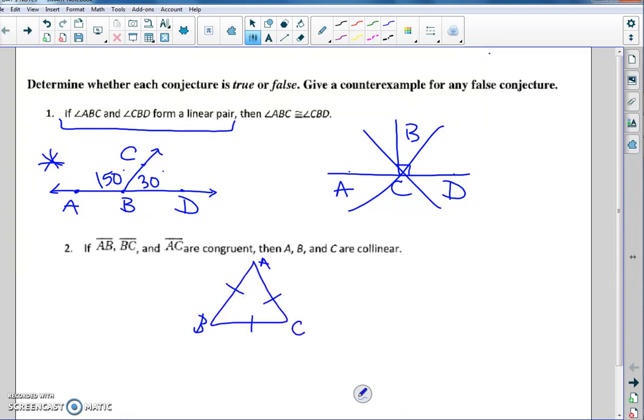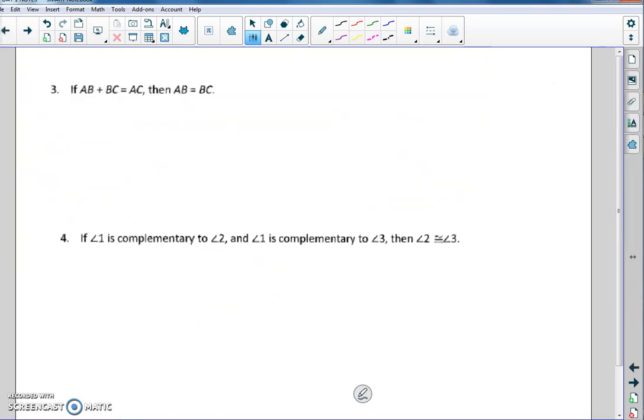So in this picture, I'm drawing an equilateral triangle. AB, BC, and AC are all congruent, but A, B, and C are not collinear. So you just have to come up with one example. So you do 3 and 4. See if you can come up with a counterexample for these. They could be true, but see if you can come up with a time when they're not, and then provide a counterexample. They're not all going to be false. So try that.